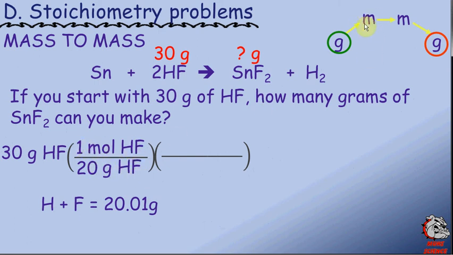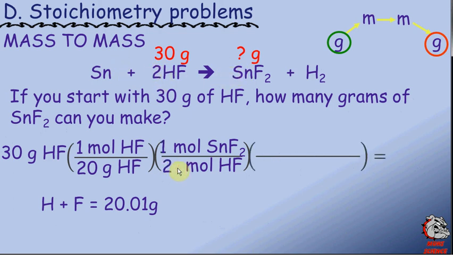My next conversion is moles of HF into moles of tin fluoride. So moles of HF go to the bottom, moles of tin fluoride go to the top. I have 2 different substances, so this means I use the mole ratios. 2 for HF, 1 for tin fluoride, so that would be 1 over 2. That cancels out the units of moles of HF. Gone, gone. I'm left with moles of tin fluoride.